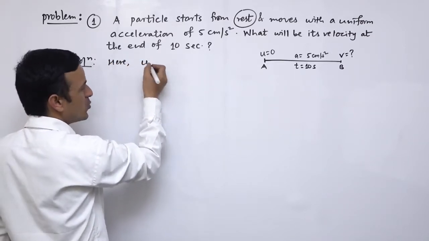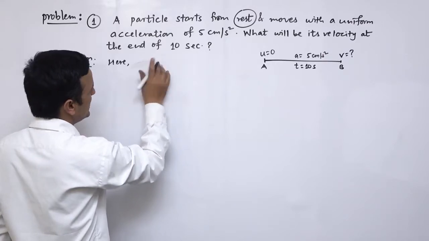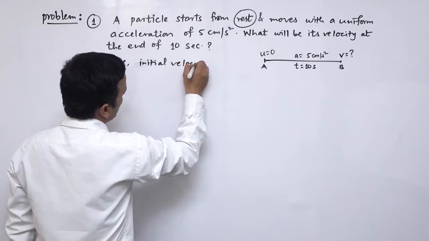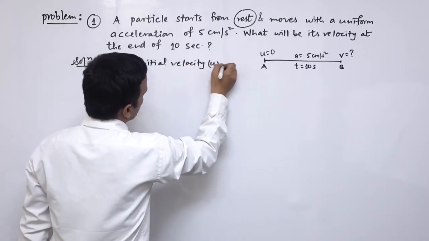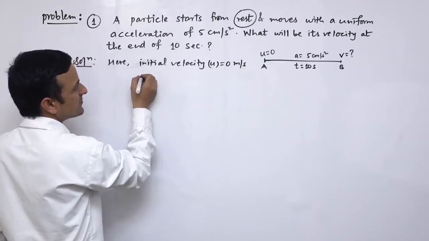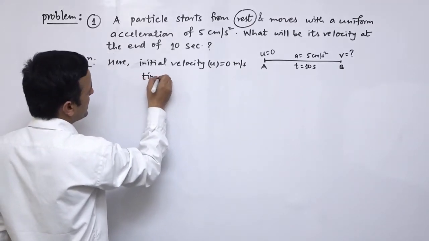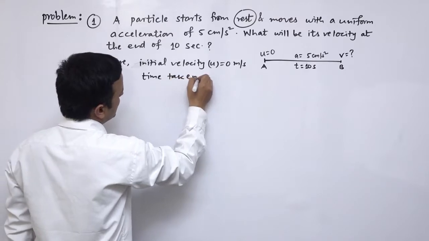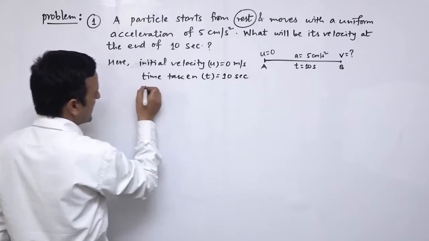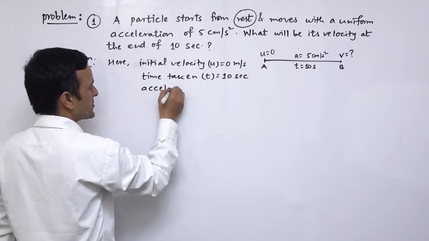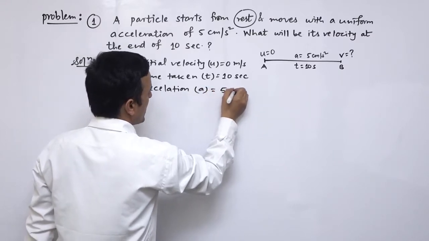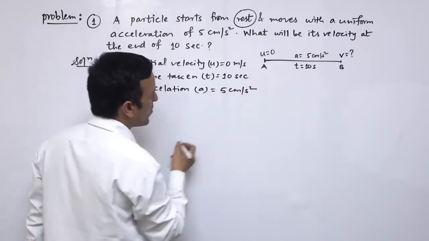So here initial velocity u means that is initial velocity. So write down in full form initial velocity u is equal to 0 meter per second and time taken by body, time taken t is equal to 10 second and acceleration produced on the body, acceleration a is equal to 5 centimeter per second square.